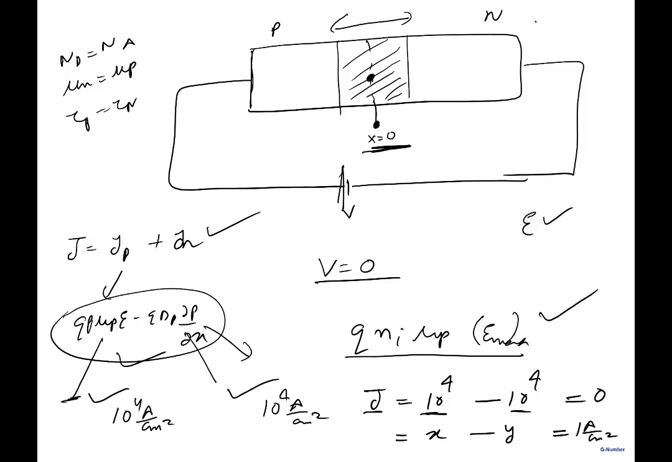Suppose by some means I measure or calculate 1 ampere per centimeter square. Now what do you think has happened? At equilibrium, diffusion was 10 to the power 4, drift was 10 to the power 4, they were cancelling perfectly. Now you applied a bias of 0.65 and you have a current of 1 ampere per centimeter square. What do you think has happened? X has become slightly larger than Y, but how much larger than Y? Because the current is 1 ampere per centimeter square.